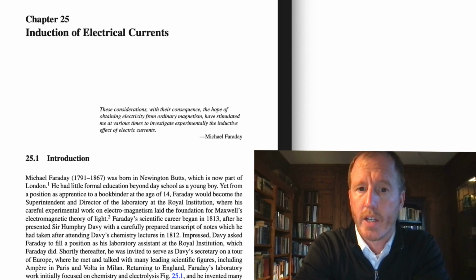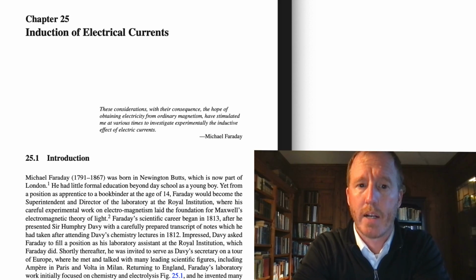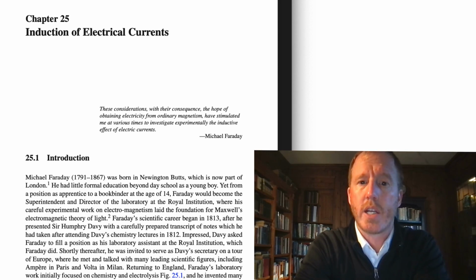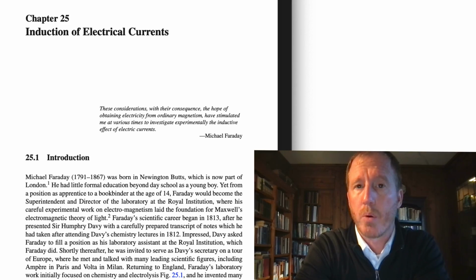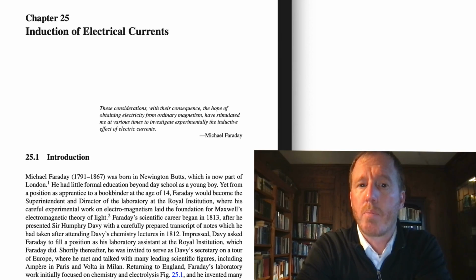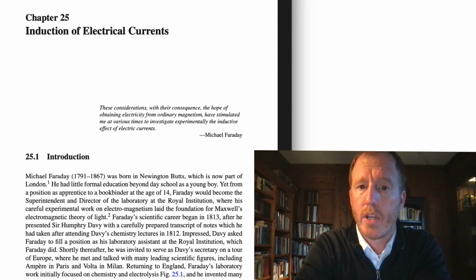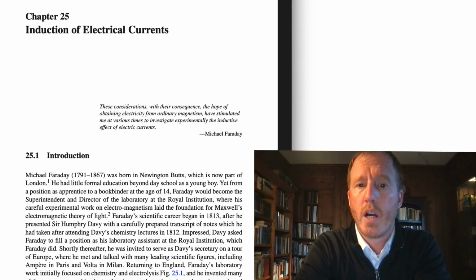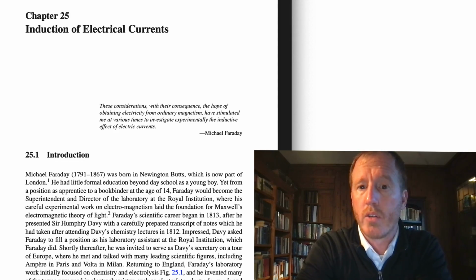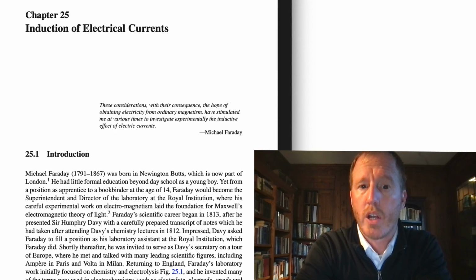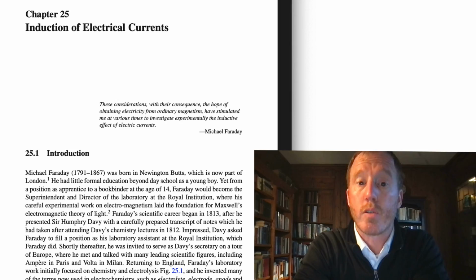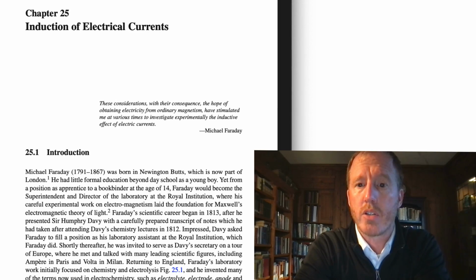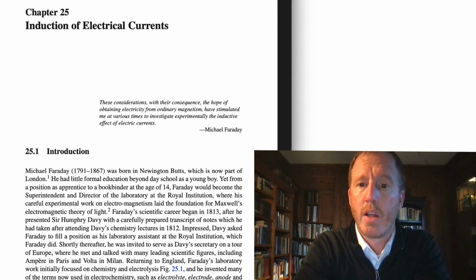So Michael Faraday was born in 1791 in Newington Butts, which is now part of London. It must have been a suburb back then. He had little formal education beyond day school as a young boy. Yet from a position as apprentice to a bookbinder at the age of 14, Faraday would become the superintendent and director of the famous laboratory at the Royal Institution in England, where his careful experimental work on electromagnetism laid the foundation for Maxwell's electromagnetic theory of light.